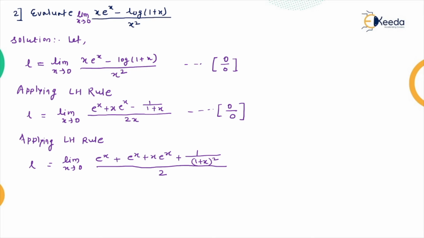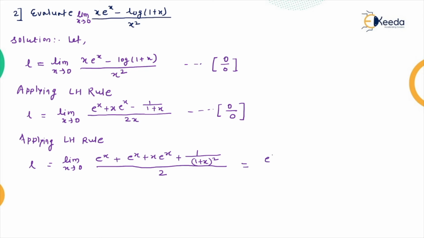Now you check, is it 0 by 0 form? You have to check this here. So clearly in the denominator no x term is there, so that's why this is not 0 by 0 form. Therefore you have to apply the limits directly, guys. Means the limit you should apply here, x tends to 0.